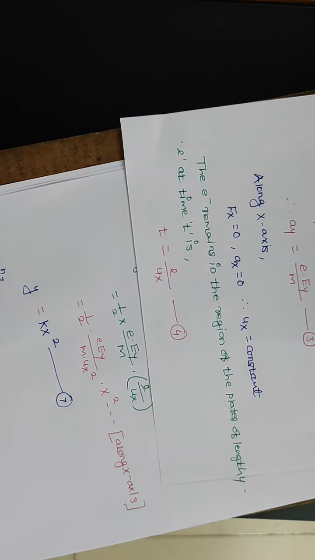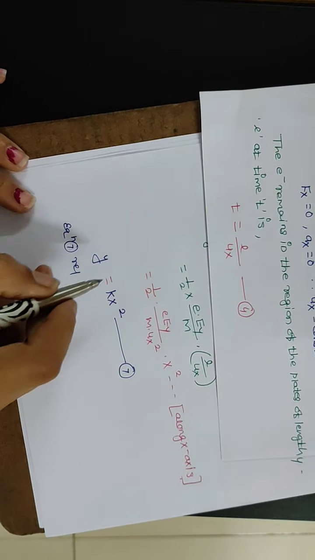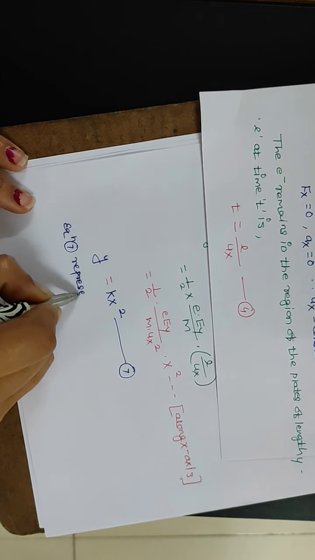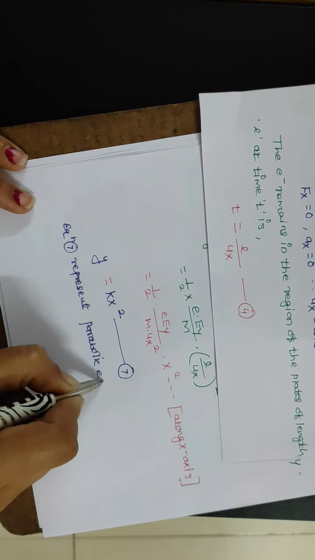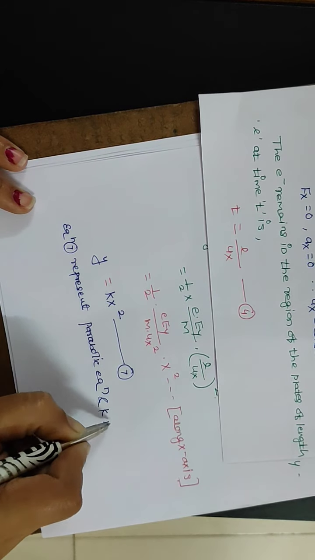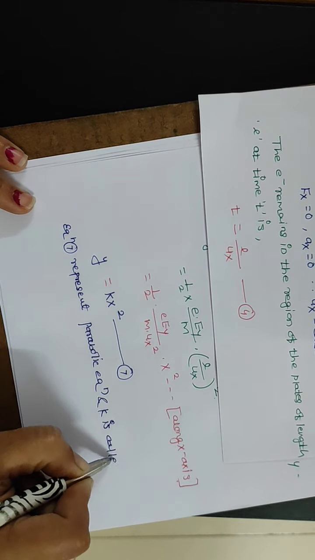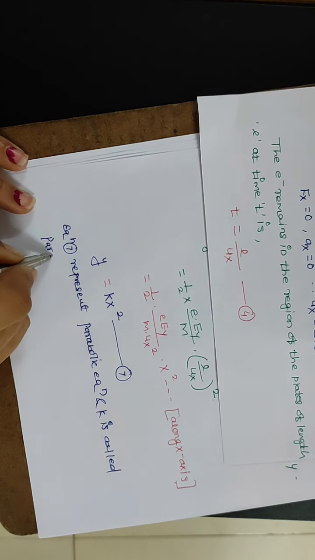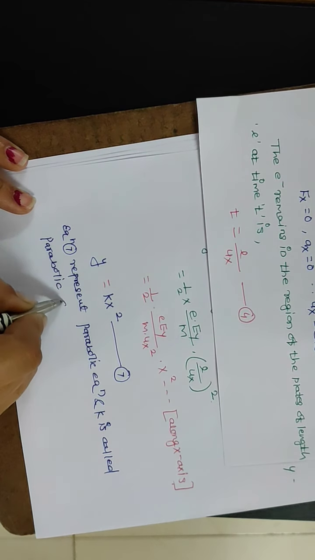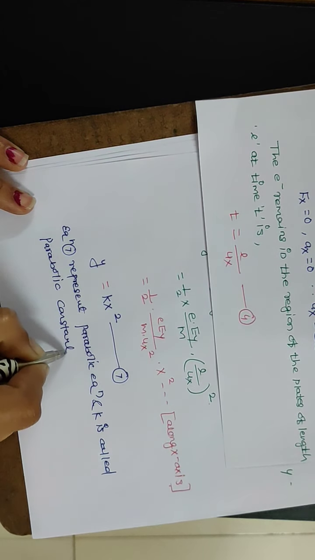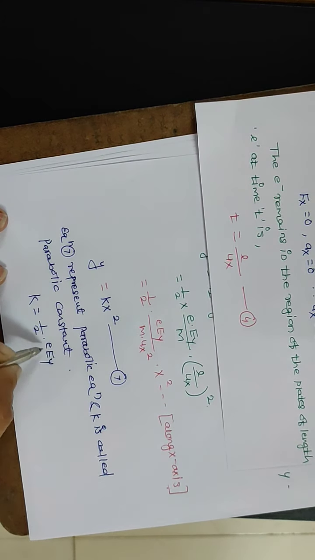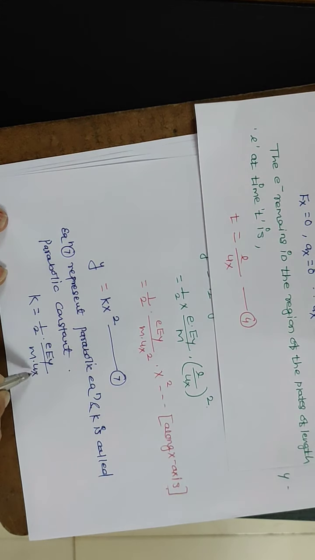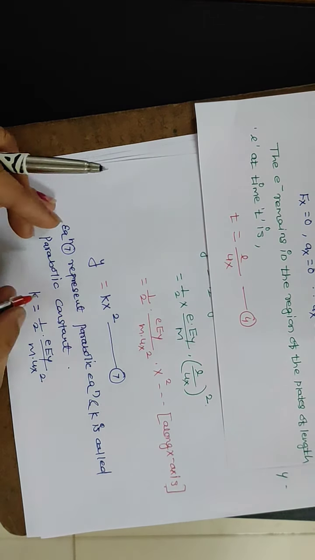So we can write that equation 7 represents a parabolic equation, and k is called the parabolic constant. And the value of k, we can write, k is equal to 1/2 E into Ey divided by m into Ux square. Understood?